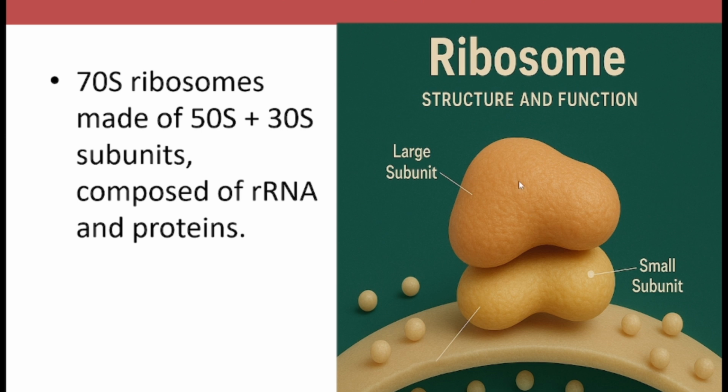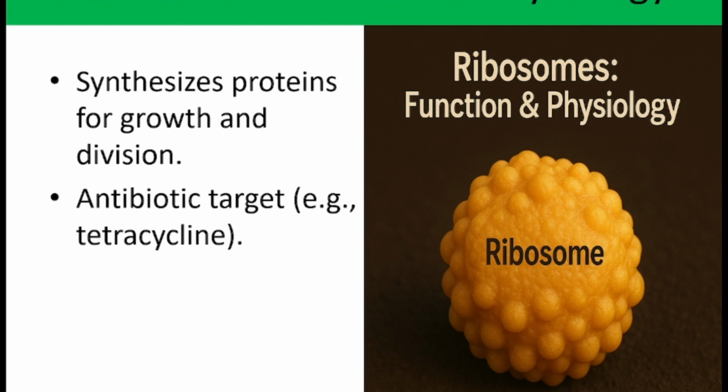You can see the structure here. It is the site at which protein is manufactured, and as I said, it synthesizes protein, which is used for growth as well as division. The ribosome is also a target for antibiotics, for example tetracycline, chloramphenicol, and some other antibiotics.